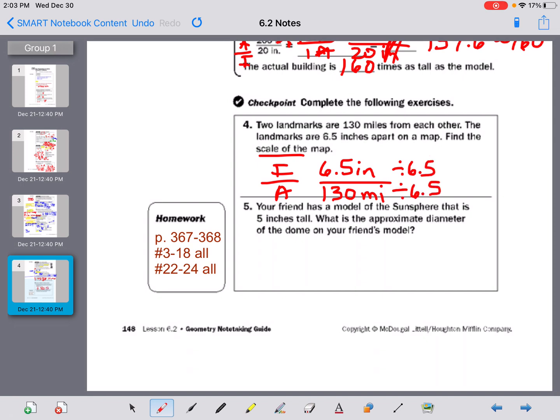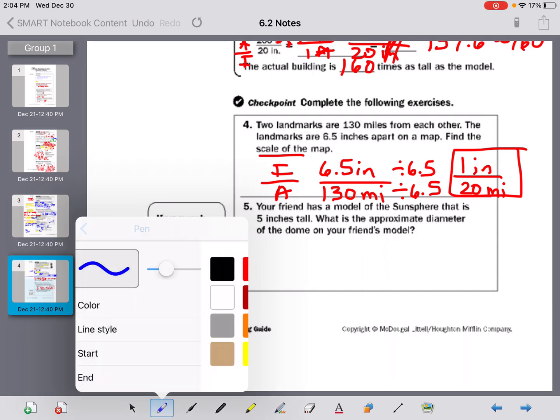So 6.5 divided by 6.5, well, that's easy, it's 1 inch. 130 divided by 6.5 is 20, and 20 miles. It's okay to be in different units. I want one number to be 1, and I leave the units on it. I'm good. There's my scale, 1 inch to 20 miles.